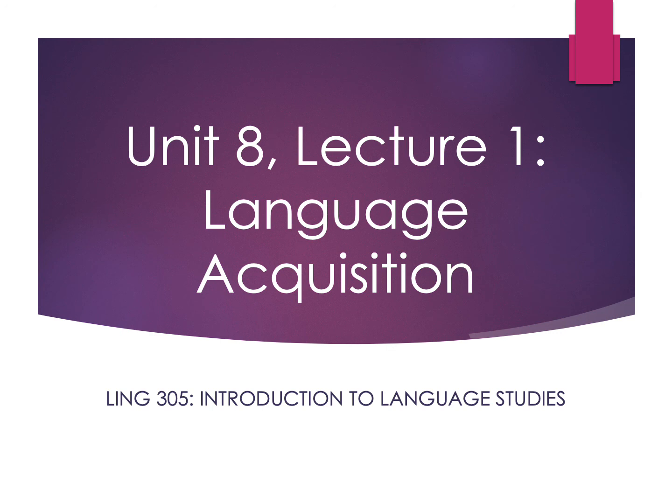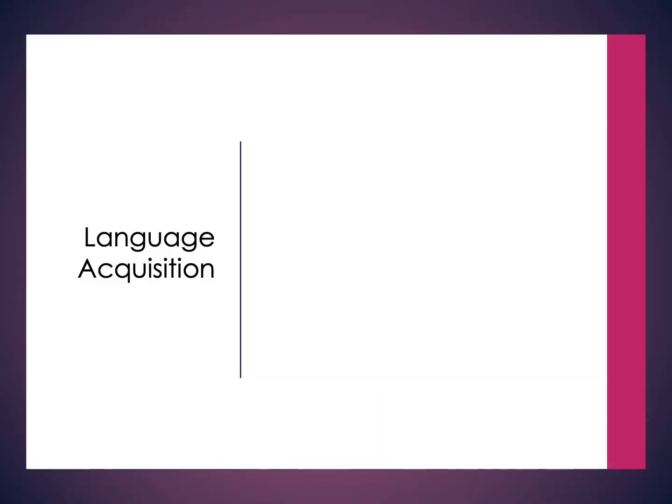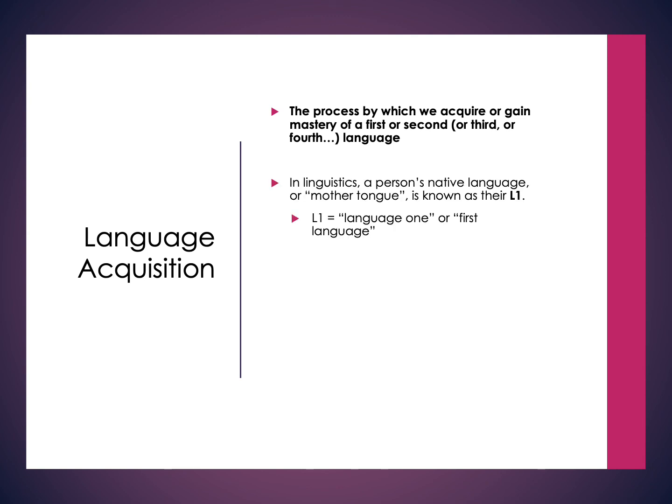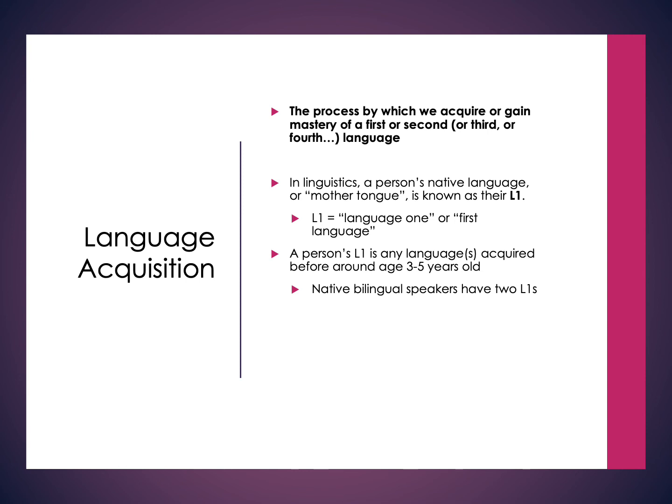So when we're talking about language acquisition, this is referring to the process that we're using to either acquire or gain mastery of a first or a second, or sometimes maybe a third or fourth or fifth language. So in linguistics, we refer to these as either L1 or L2. A person's native language or their mother tongue would be known as their L1, meaning language one or first language. And the L1 is any language that's acquired typically before around the age of 3 to 5. So if you start learning it from birth or at a very, very young age, you can gain native capacity. And native bilingual speakers or trilingual speakers will have multiple L1s.